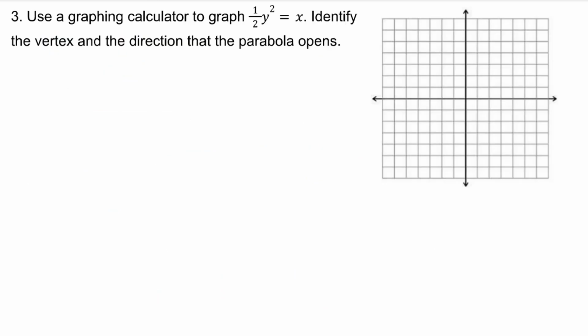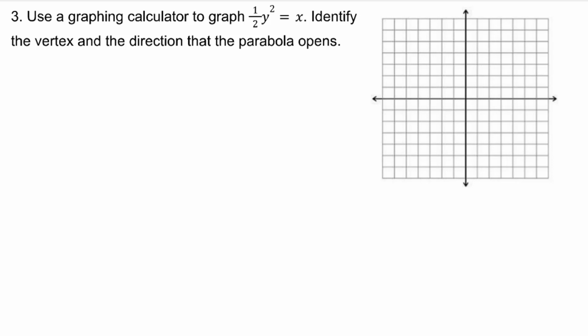For number 3, use a graphing calculator to graph 1/2 y squared equals x. Identify the vertex and the direction that the parabola opens. Now, the beautiful thing about Desmos is you can type this directly in and see the graph. But the thing about a graphing calculator is that it needs to be in terms of y. The problem here is that we have a y squared, so we need to solve for y in order to graph using a graphing calculator.